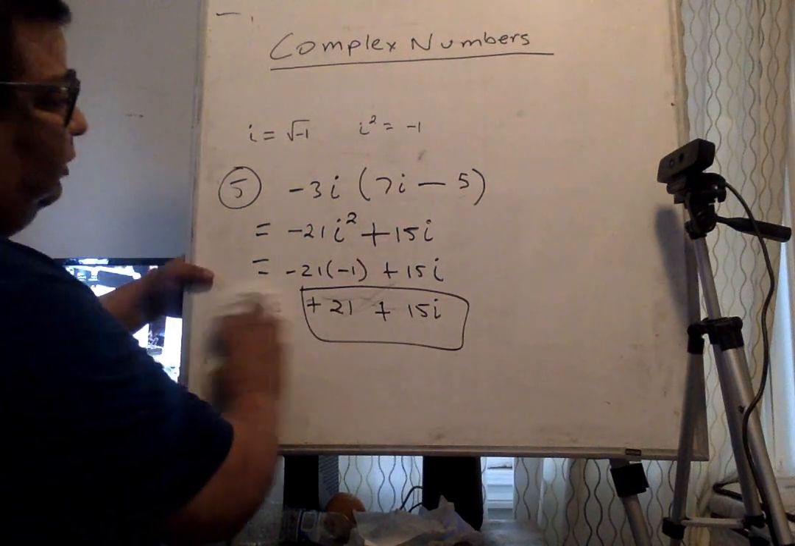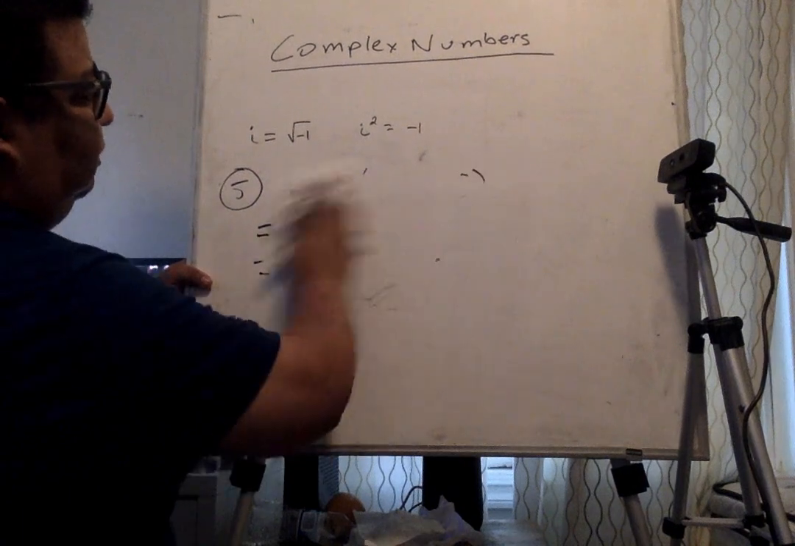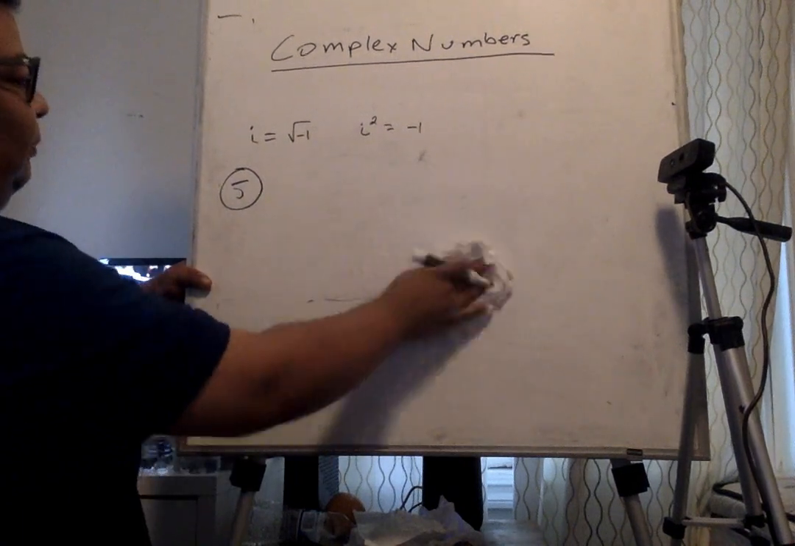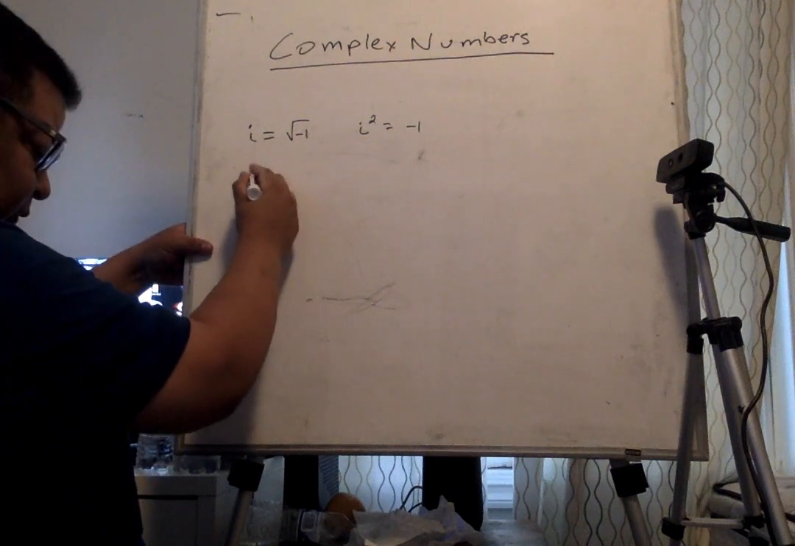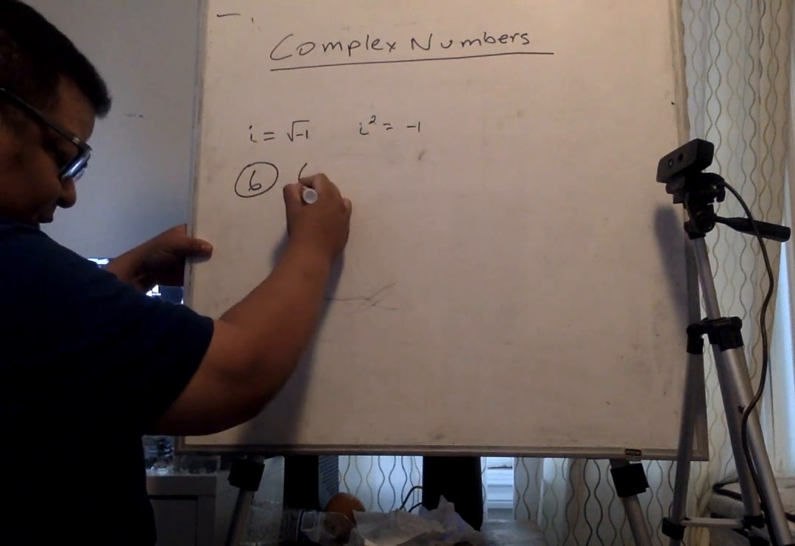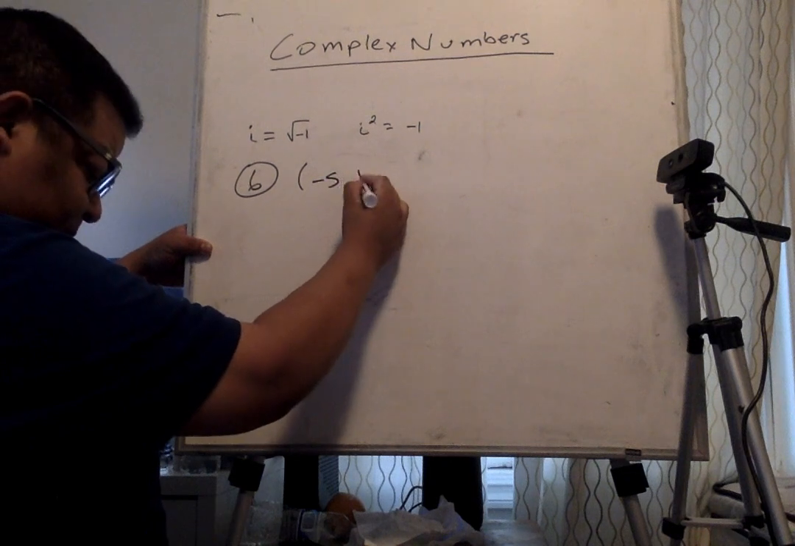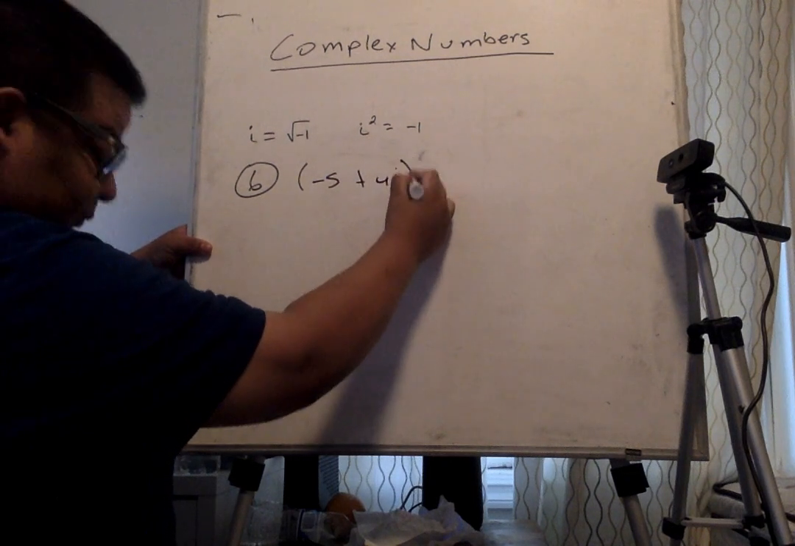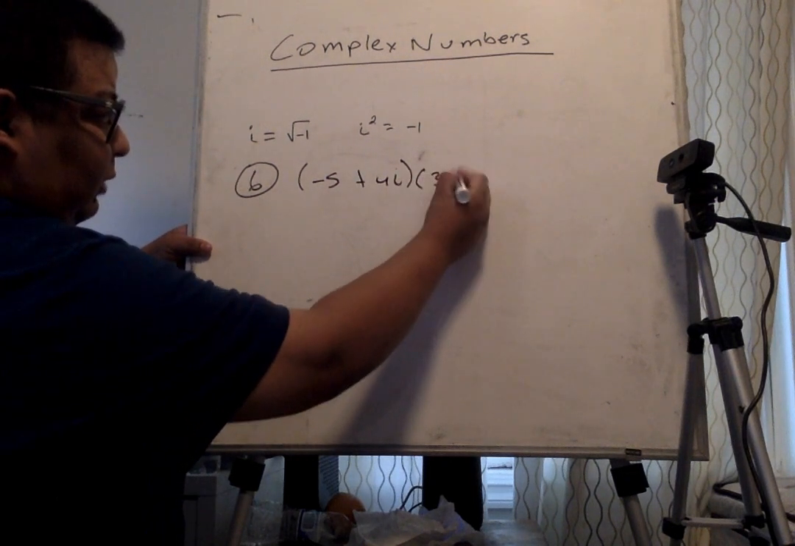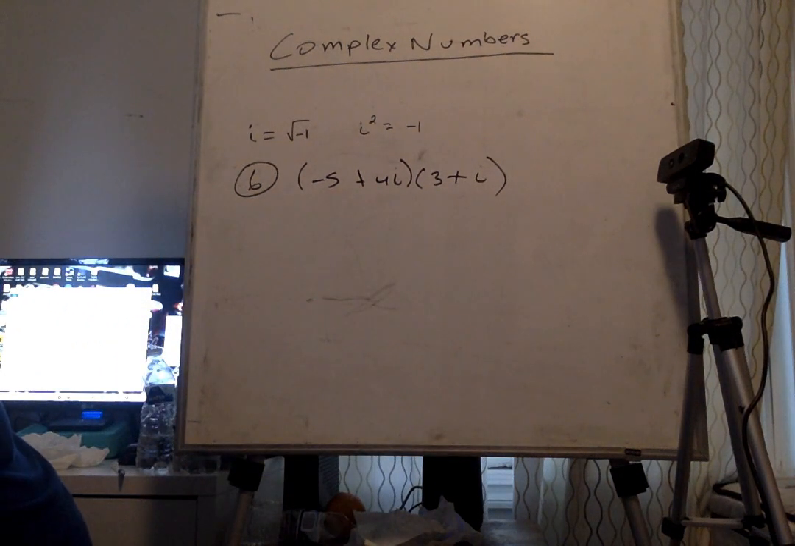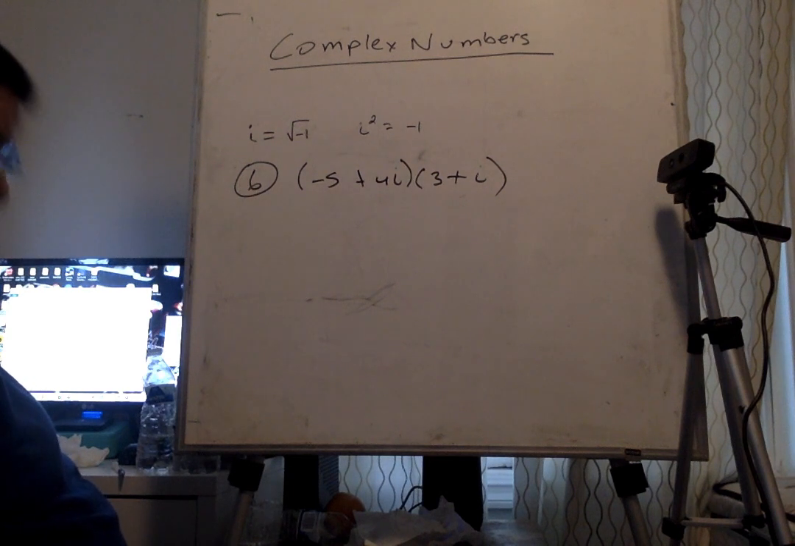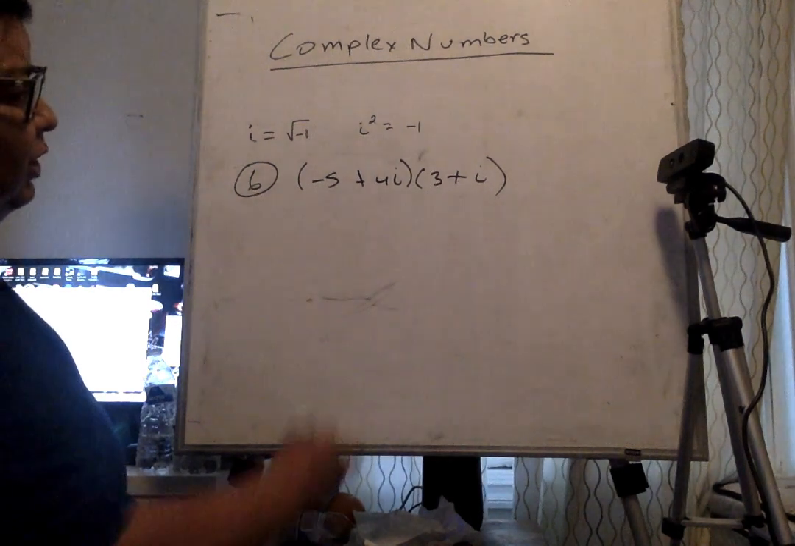Now we're gonna look at another type of problem. This one involves multiplication as well. This one looks like this: negative 5 plus 4i times 3 plus i. Okay, so now we're gonna do FOIL.